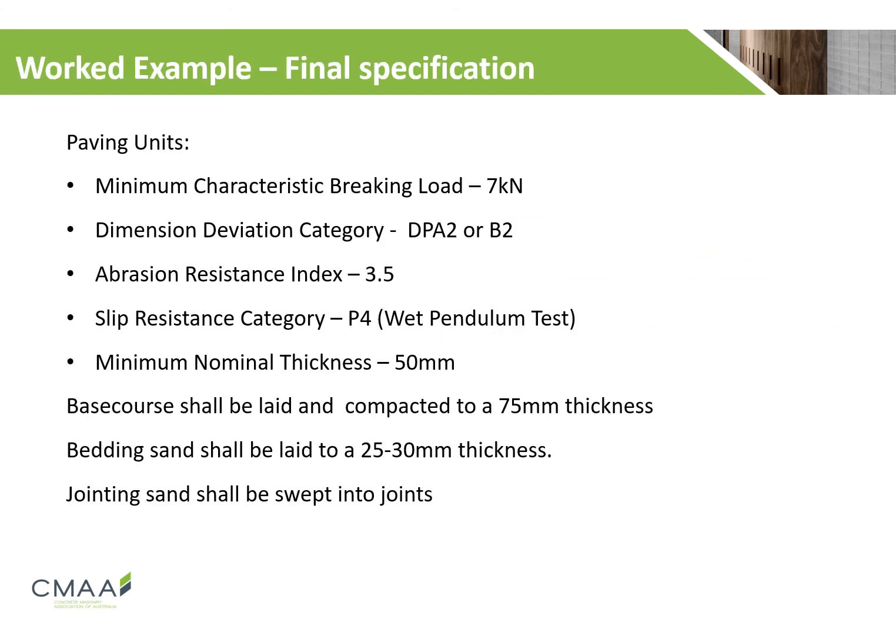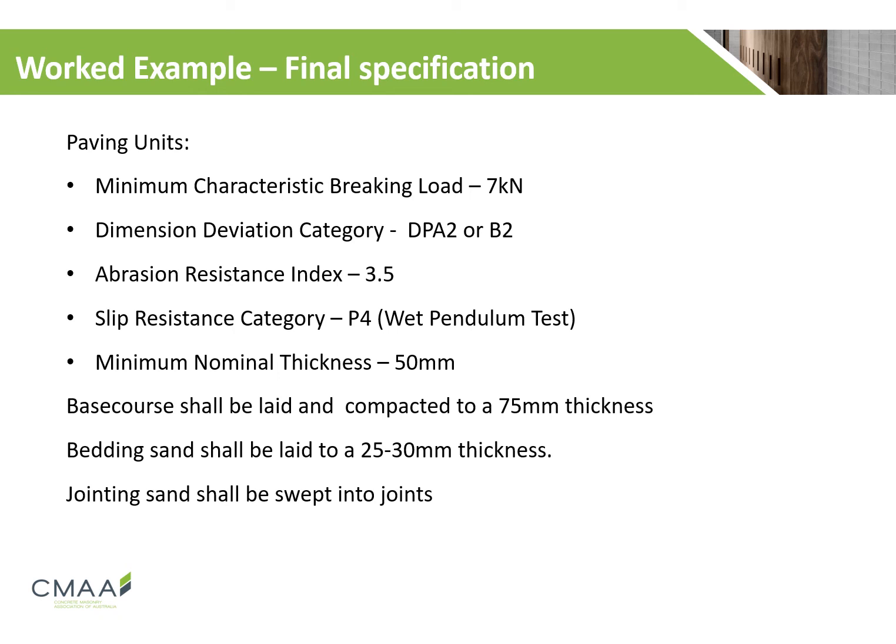With that, we have now wrapped up the worked example and now have a complete concrete flag specification that we can use to source materials and plan for construction. In summary, the paving units should have a minimum characteristic breaking load of 7 kN. They should have a dimensional deviation category of DPA2 or B2. The maximum abrasion resistance index should be 3.5. They should have a slip resistance category of P4 or better, and should have a minimum nominal thickness of 50 mm.